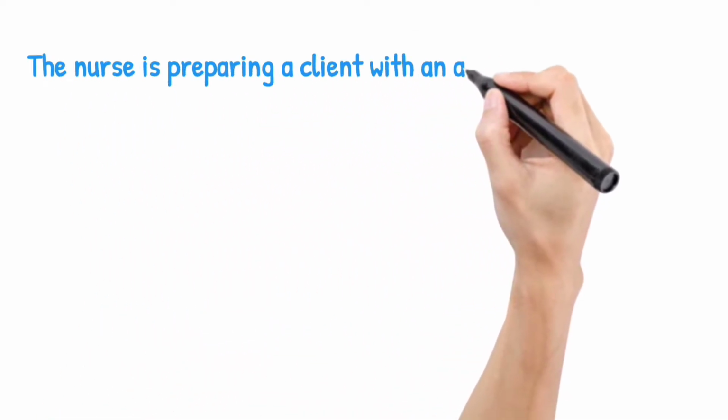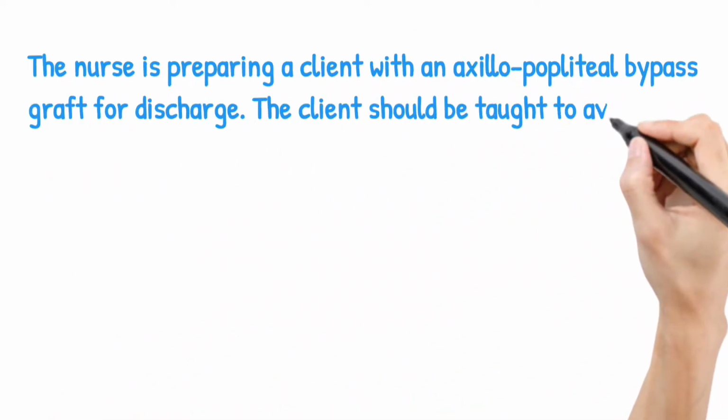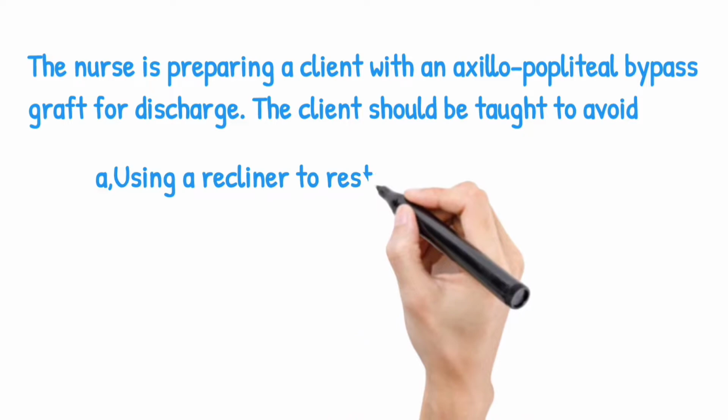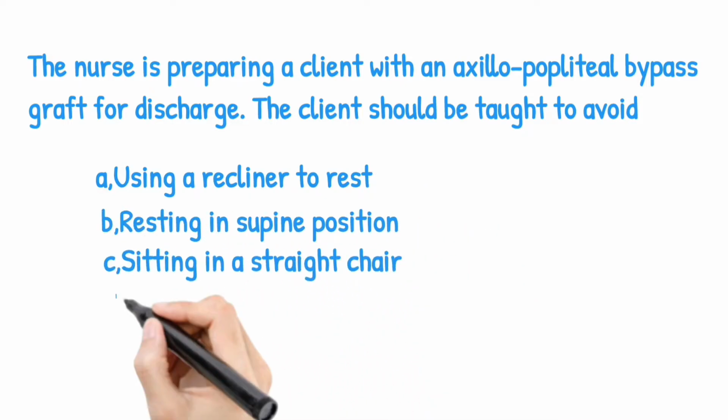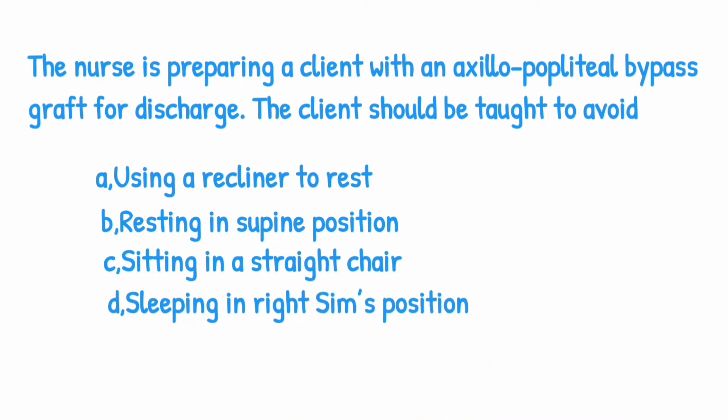The nurse is preparing a client with an axillopopliteal bypass graft for discharge. The client should be taught to avoid: the options are A. Using a recliner to rest, B. Resting in supine position, C. Sitting in a straight chair, D. Sleeping in right Sims position. The answer is option C. Sitting in a straight chair.